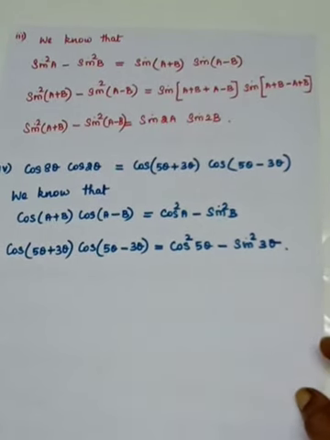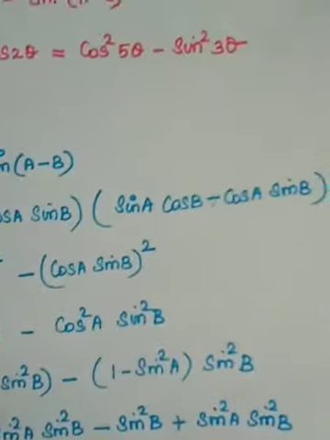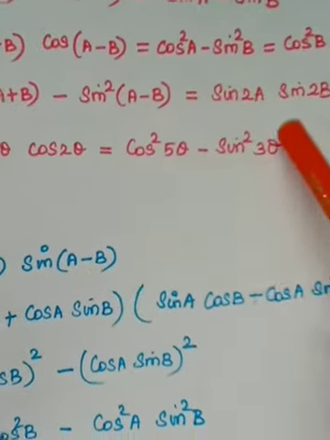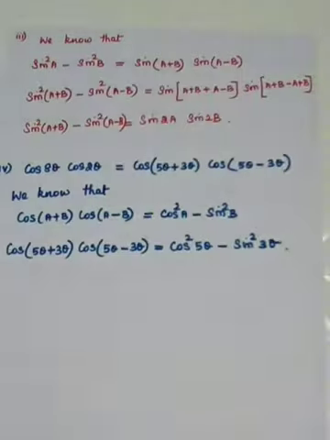What is it? Sin squared (a plus b) minus sin squared (a minus b) is equal to sin 2a sin 2b, using the results of the first subdivision. And see the fourth subdivision: cos 8 theta into cos 2 theta is equal to cos squared 5 theta minus sin squared 3 theta. You have to prove that.